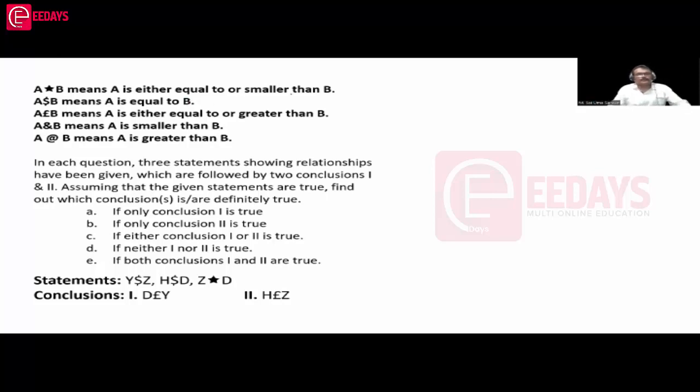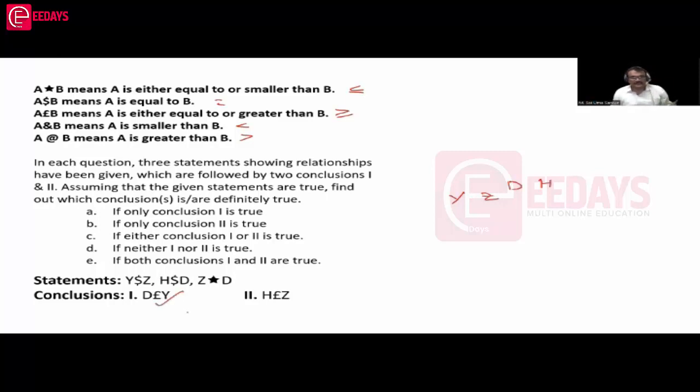A is either equal or smaller than, that is smaller than or equal to, greater than or equal to, smaller than, and greater than. Now, Y dollar Z. Y is equal to Z. Next, Z star D. Z is less than or equal to D. Next, H dollar D. H is equal to D. It's very simple. What is the first one? D pound Y. D is greater than or equal to Y. Yes, obviously there is a diagonal in between Z and D and a horizontal in between Y and Z. So D is greater than or equal to Y.